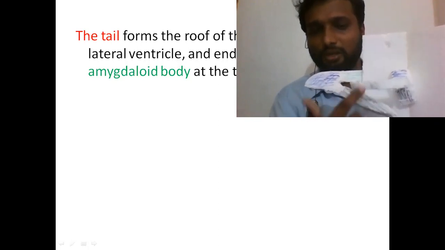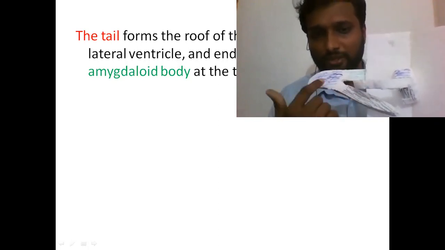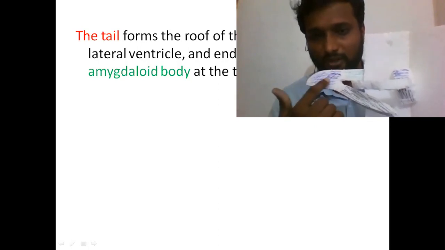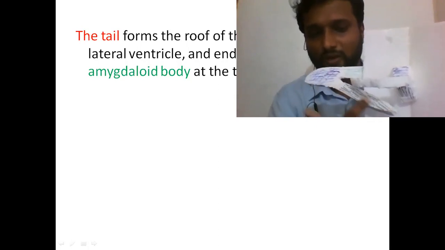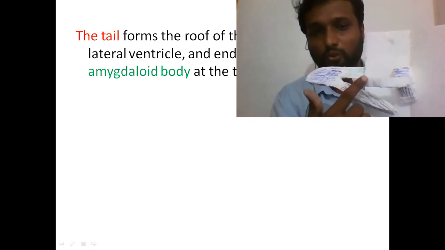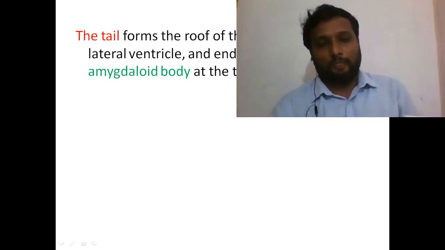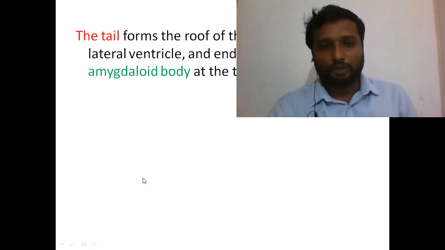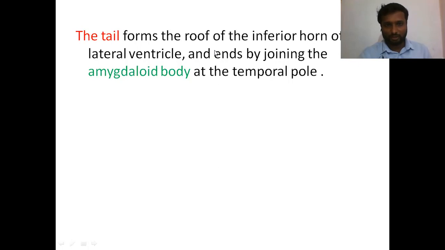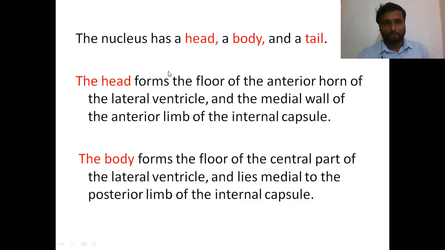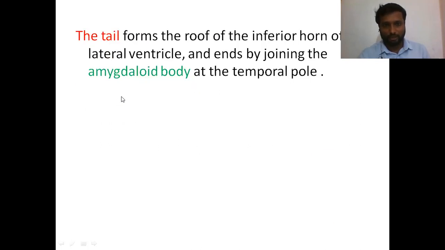Above the inferior horn of the lateral ventricle, this is the posterior horn of the lateral ventricle, then the inferior horn of the lateral ventricle. Above that, it forms the roof of the inferior horn, and it joins with the amygdaloid body. We'll discuss the amygdaloid body later. So there are three parts of the caudate nucleus: head, body, and tail. Details of the head, details of the body, and details of the tail.